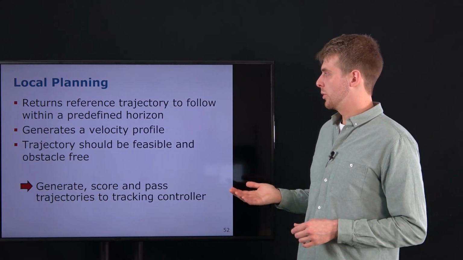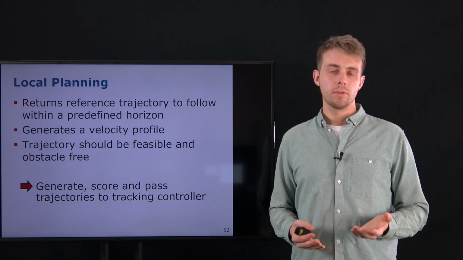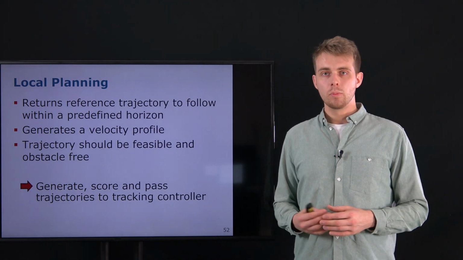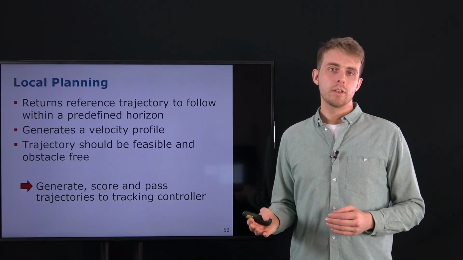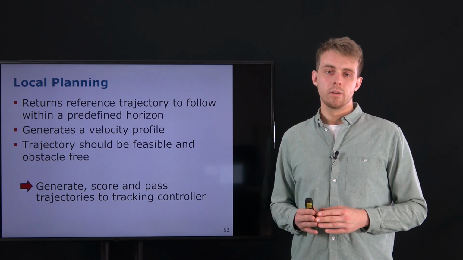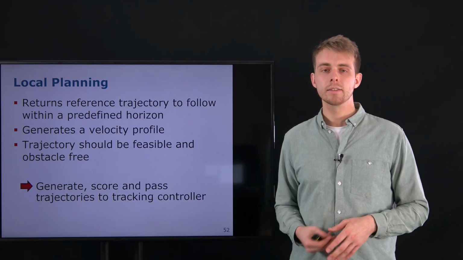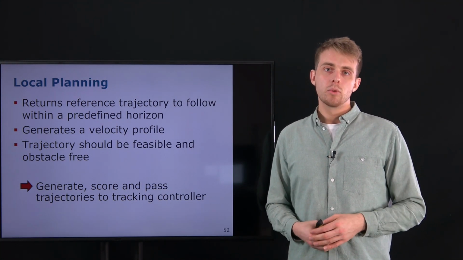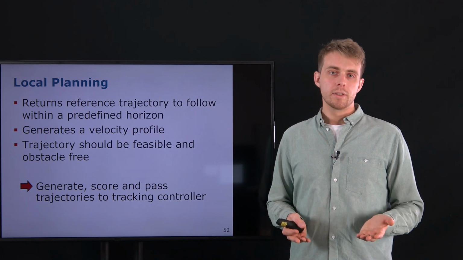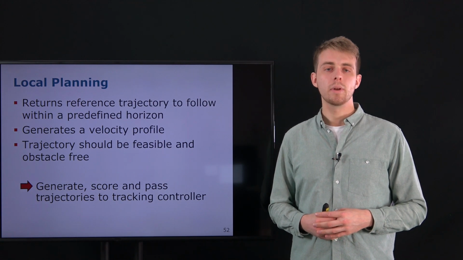So the goal is to return the reference trajectory, which should be followed in a predefined horizon. Since we do not plan the whole path in such detail, we usually take a specific horizon and only output the path for, for example, the next 5 seconds or the next 10 seconds. We also generate a velocity profile, which is based on the previous decisions in the behavior planner and also the speed limit from the map in the global planning.